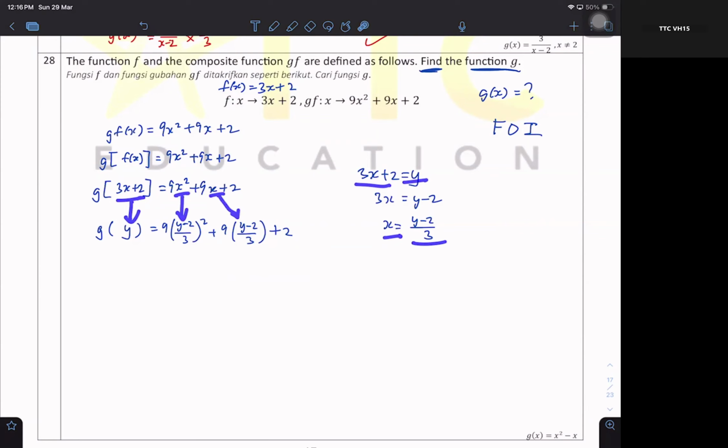Then you have to expand everything. No choice, so I just do it. This is how you do foil. Okay, this one can be simplified. 9 over 3 is 3, and then 3 expands. So 3y minus 6.